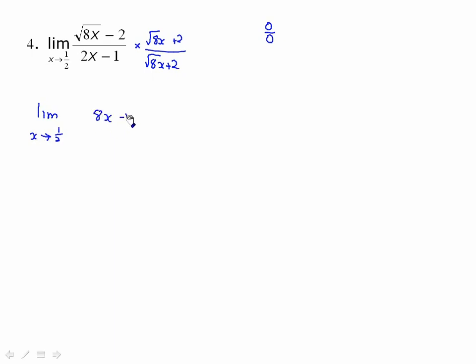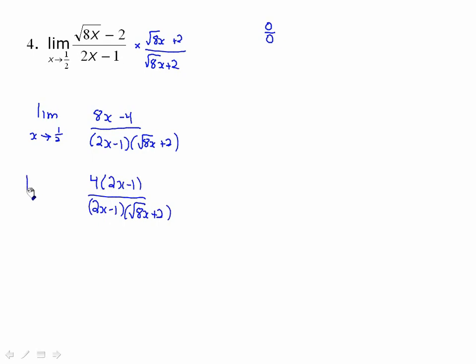8x minus 4. And then the denominator, do not distribute it in. You've just got 2x minus 1 times the root of 8x plus 2 plus 2. Now we do not see that cancellation immediately, but on the numerator you'll see very soon, by factoring a 4 out, you'll get 2x minus 1, and then 2x minus 1 being multiplied by the root of 8x plus 2 plus 2, and then all of a sudden things open up for us.